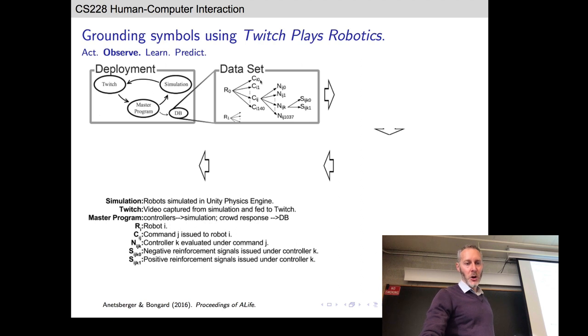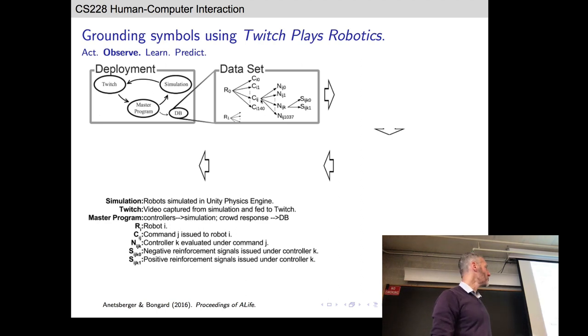For each one of those robots, every 5 minutes, the crowd issues a new command. So the crowd is voting on what command to issue the robot next. And at 5-minute increments, we take the most popular voted command over the last 5 minutes, and we post that to the robots, and the robots hear that command for the next 5 minutes, next command, next command, next command. So we build up a set of commands, C_i,j. So command j issued to robot i. You can imagine this as a 2 by N matrix, if you like, where the two rows correspond to the two robots, and each column corresponds to the unique commands that those robots have heard.